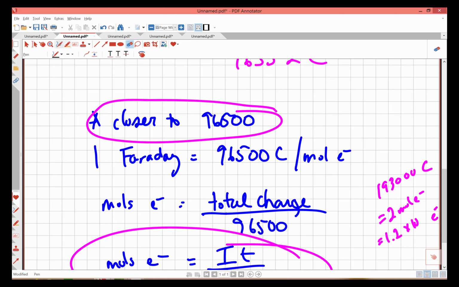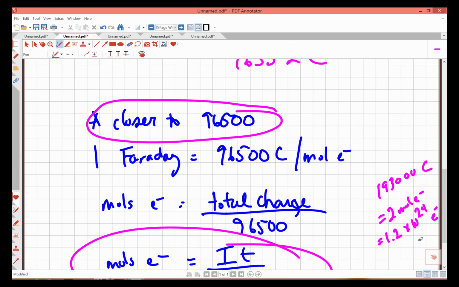So let's just think about this again. If I was to divide 193,000 by the charge of a single electron, 1.6 times 10 to the negative 19, I get this number. Well, that number looks familiar, right? Because it's twice Avogadro's number. It's 2 times 6.022 times 10 to the 23 because we have 2 moles of electrons. Okay, so that's what this formula is telling us.